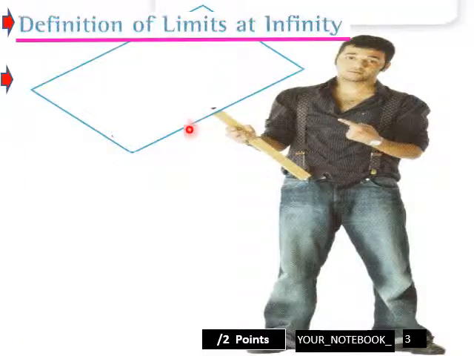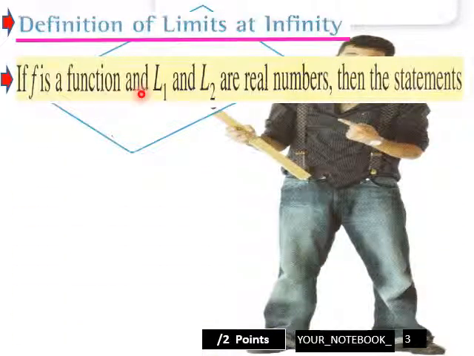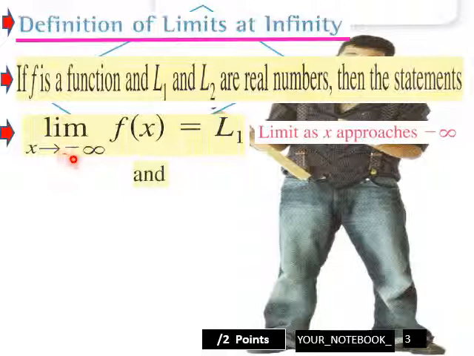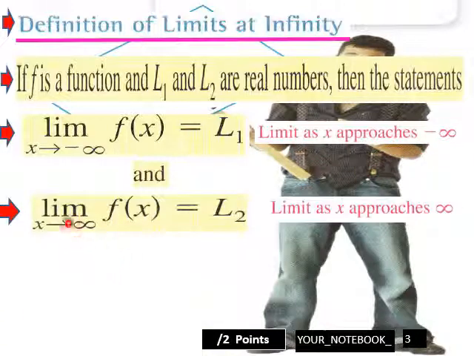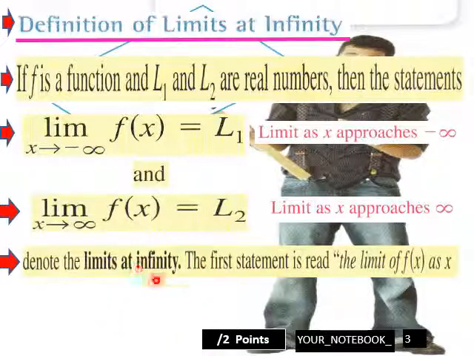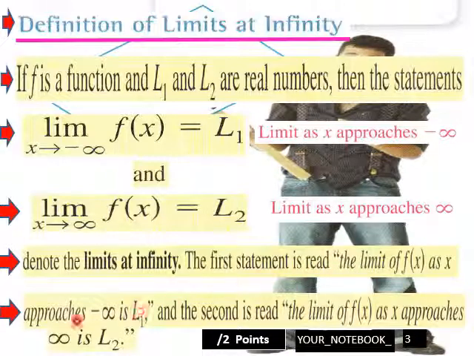Definition of limits at infinity. If f is a function and L1 and L2 are real numbers, then the statements, the limit as x goes to -infinity of f of x equals L1, and the limit as x goes to infinity of f of x equals L2, denote the limits at infinity. The first statement is read, the limit of f of x as x approaches negative infinity is L1. And the second is read, the limit of f of x as x approaches infinity is L2.